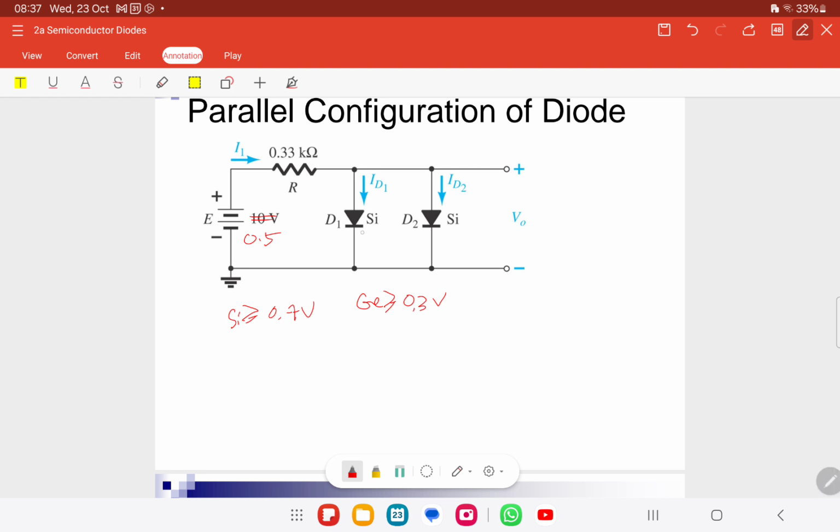So kalau this one is both silicon, kalau voltage source is 0.5, so this diode cannot be on. Dia takkan function. The supply must be greater than built-in potential voltage. Must be greater than this value. Okay, kalau for germanium, then it must be greater than 0.3. Or 0.3 lah. Greater or equal.